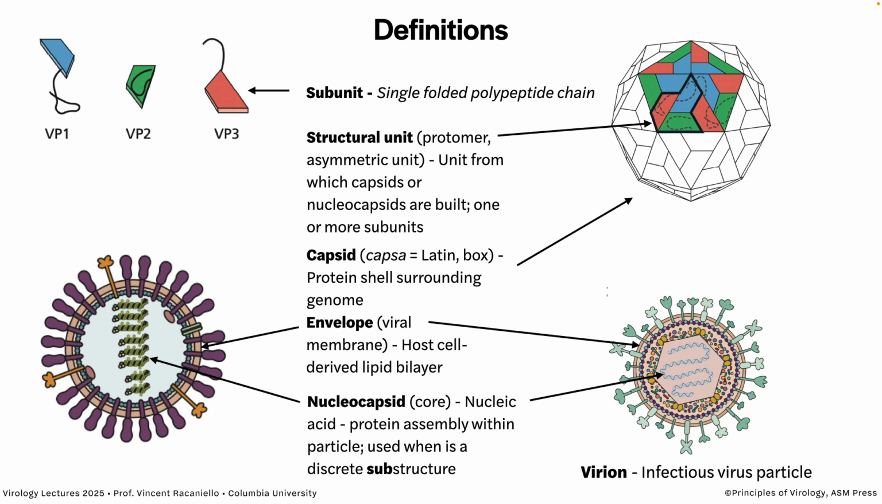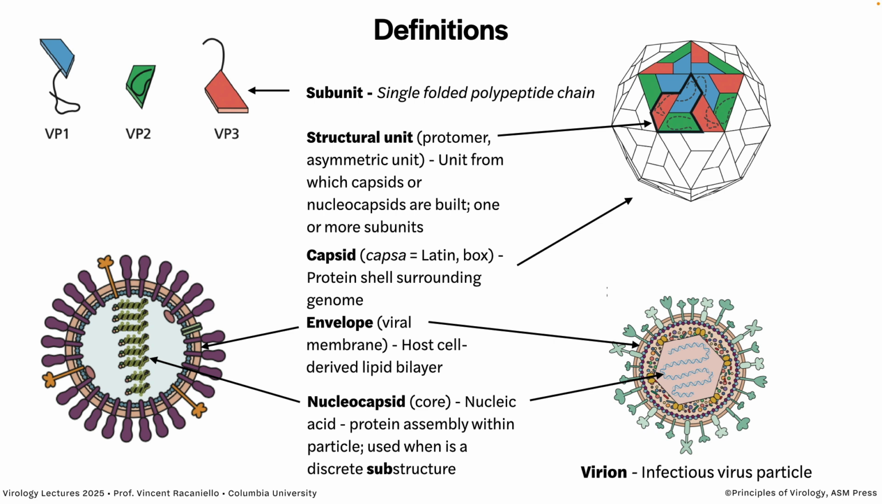I reserve a special word for infectious virus particles, and that is virion, as opposed to virus or virus particle. Virion means the infectious virus particle. Now, one term which confuses everyone every year, 50% of people every year, nucleocapsid. The nucleic acid protein assembly within the particle. We call it a nucleocapsid when it's a substructure, okay?